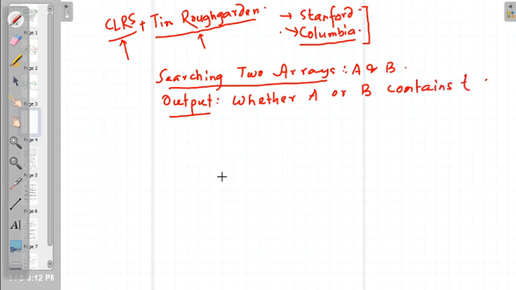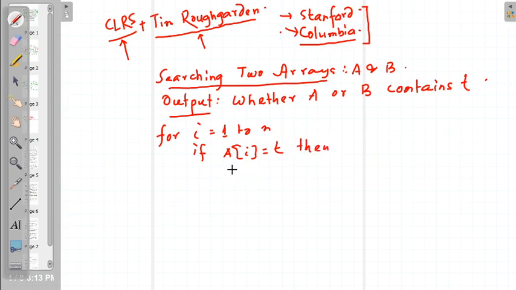A or B contains T. So what I can write here is, for i equals 1 to n, if A[i] equals T, that means each of the array elements is being checked against that T, then return true. So we have checked whether T is present in the array, and if either of these, A or B, contains it, then we have to output.